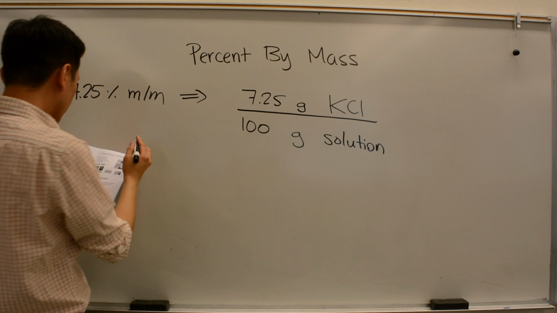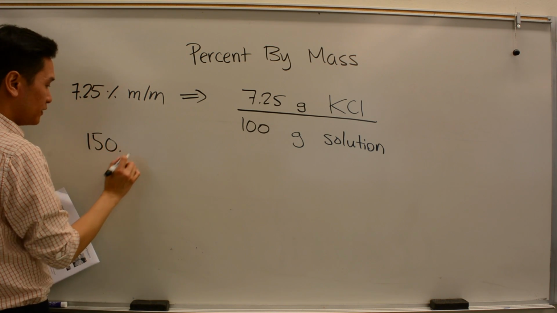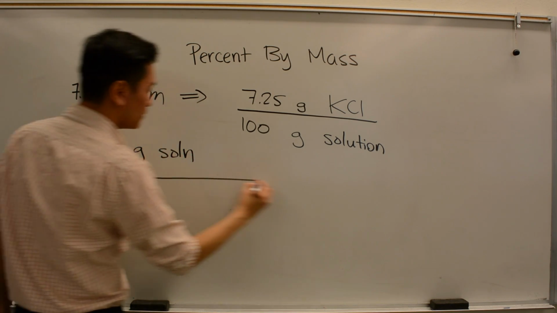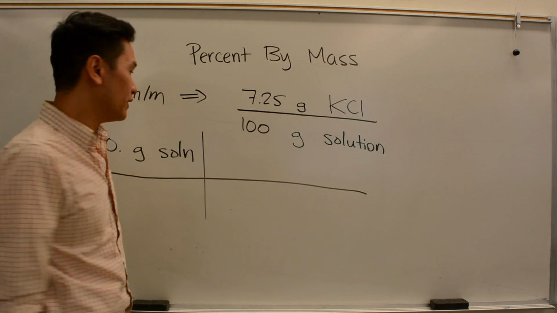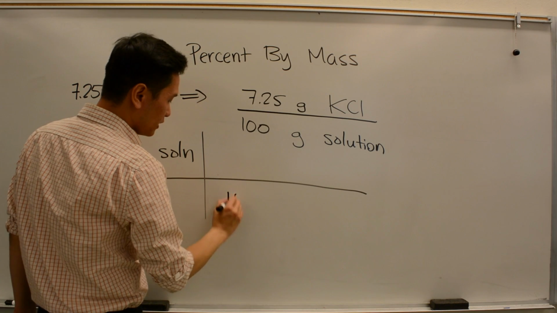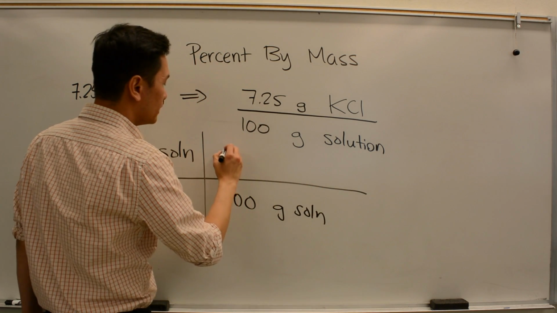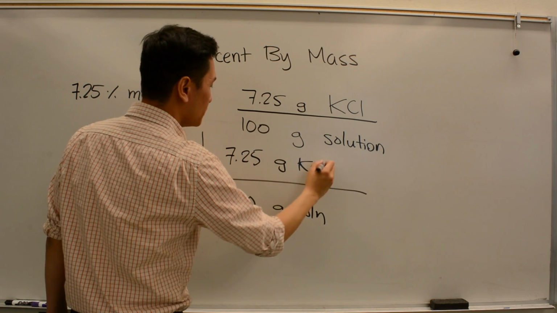So let's start with our given. Our given is that we know we need to start out with 150 grams of solution. We need to use our percentage as a conversion factor. Grams of solution, so this is okay to stay in the bottom. And this number is on the top. Okay?